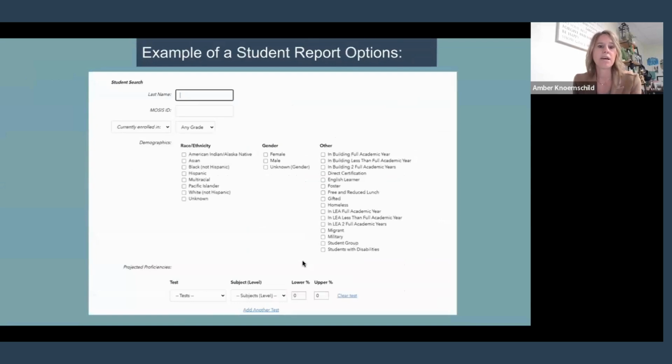And then this is an example of how you can run reports by the students' names, or then again, you can go into those different demographic areas, and then you can do it by test and subject areas. And then you can add multiple tests so that you compare the different tests to each other. And you can download all of these reports and print them so that you have this information to share at your data team meetings and such.